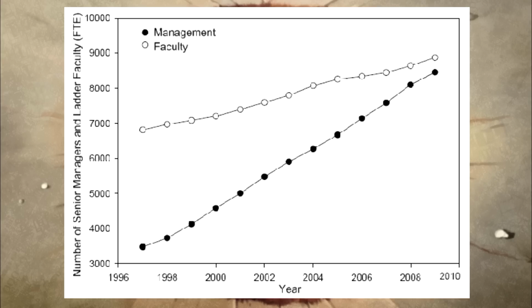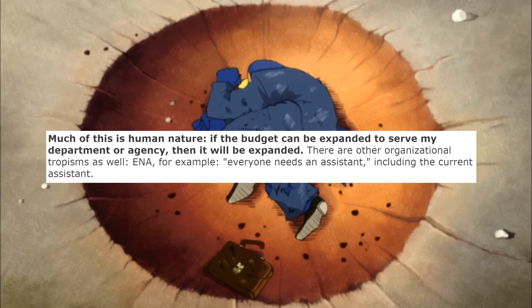Because I can guarantee you, if they cut the administrators back down from over 8,000 to just over 3,000, they would suddenly have billions of dollars they could magically spend on the students again, on the teachers. So much of this is human nature. If the budget can be expanded to serve my department or agency, then it will be expanded. Yup, that's where the office politics and the backstabbing and all that comes in that we just talked about. There are other organizational tropisms as well.